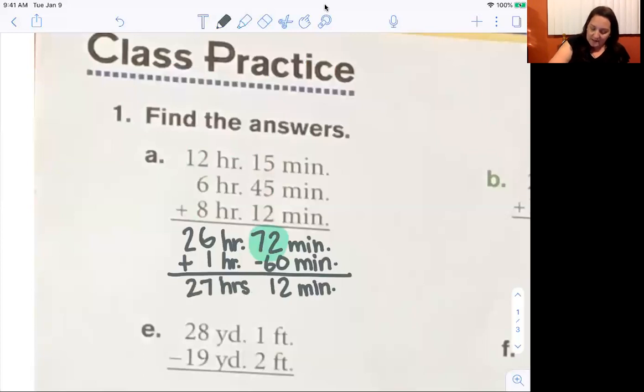You don't have to put the S. 27 hours and 12 minutes.